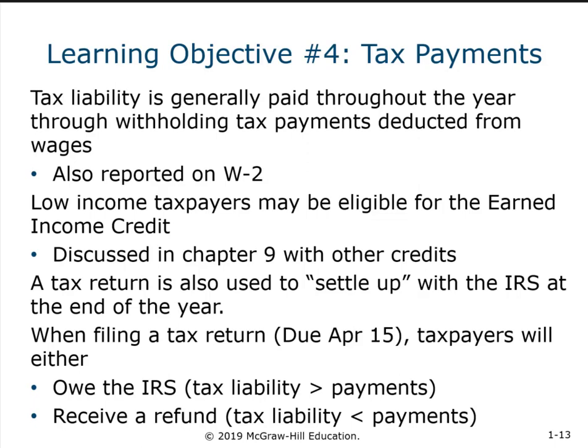Okay, typically, as we mentioned earlier, your tax liability is paid throughout the year. It's withheld from your checks, reported on your W-2. There also may be tax payments, okay, or credits that we referred to, especially for those of lower income, the earned income credit, which we will discuss several of them in chapter 9. So the tax return is settled up, like we mentioned, and is due on April 15th. That's the date to file.